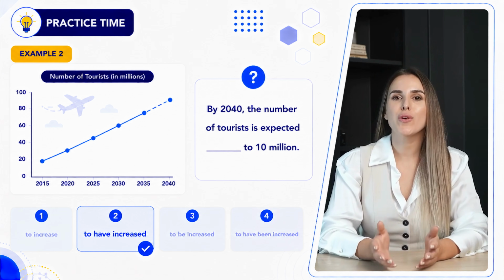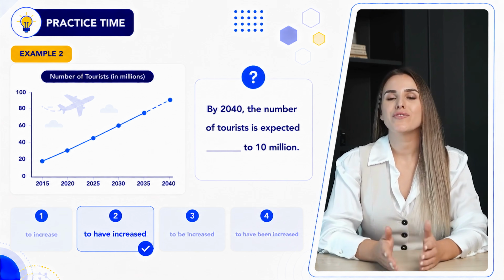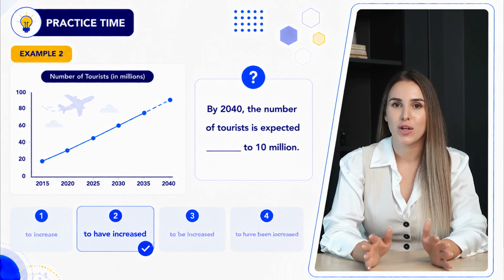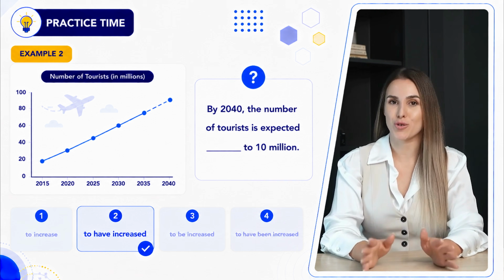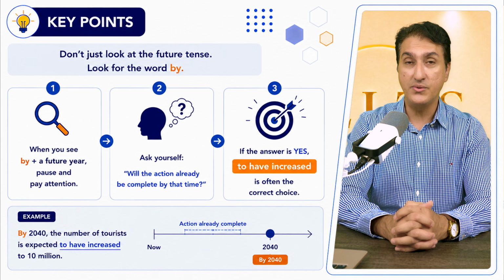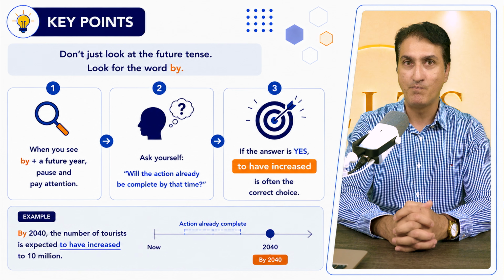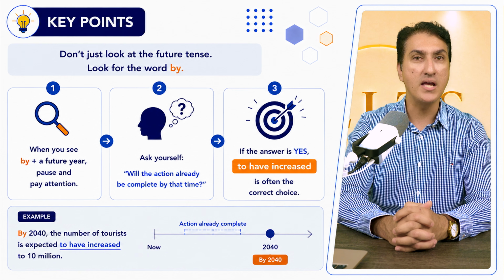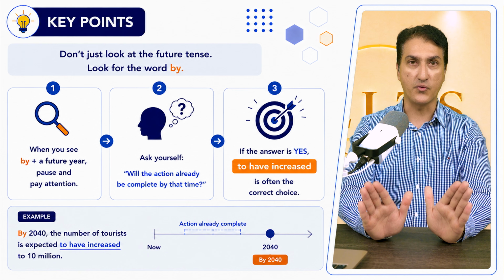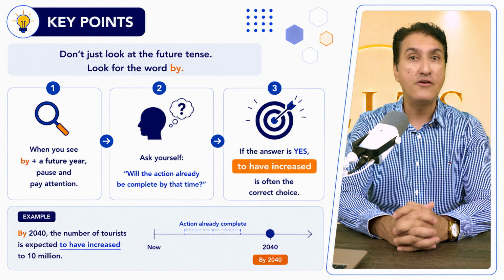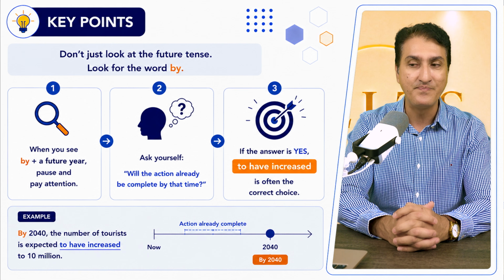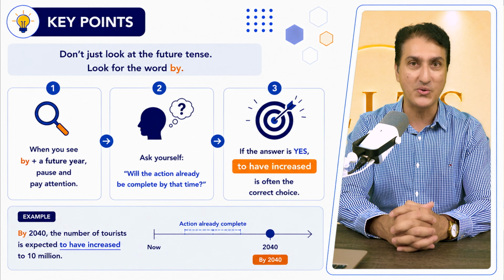At first, I only noticed that it was talking about the future, but I forgot to pay attention to the word by. Since the action will already be complete by 2040, to have increased is the better choice. Exactly, and that's a very common IELTS mistake. Many students focus on the future tense, but they forget to look for the word by. Whenever you see by plus a future year, stop for a moment and ask yourself, will the action already be complete by that time? If the answer is yes, to have increased is often a correct choice.